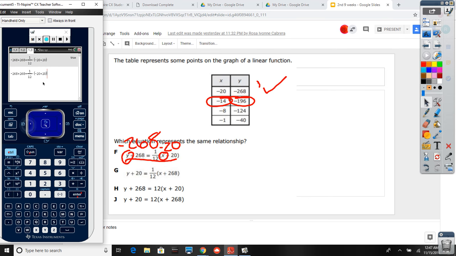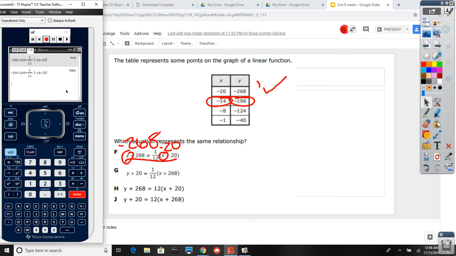Okay, and then we go to that negative 268 and change it to a negative 196, and change the negative 20 to a negative 14. Okay, so I replaced it with these new values, and I'm gonna press enter.